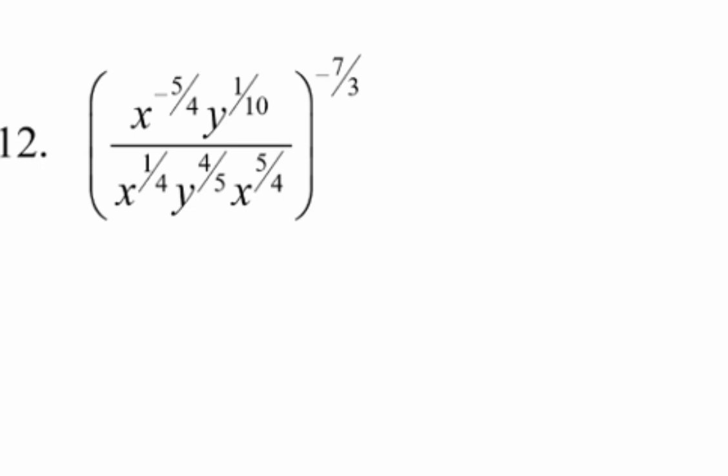For this example, we have this exponent here applied to the entire problem. I always recommend that you ignore that exponent for a minute and simplify this base, this big division. So that's what we're going to do.